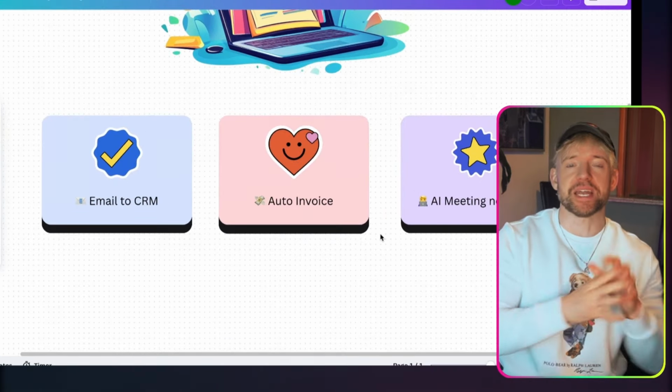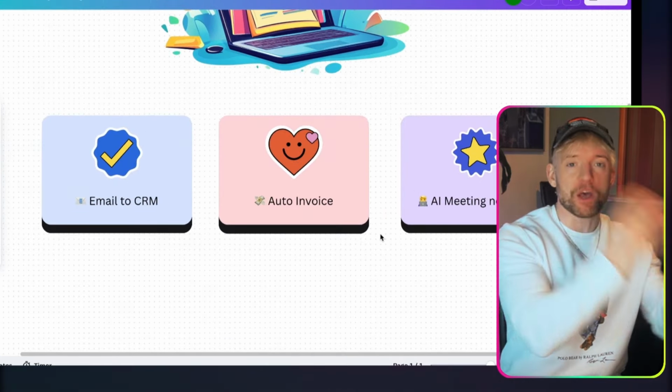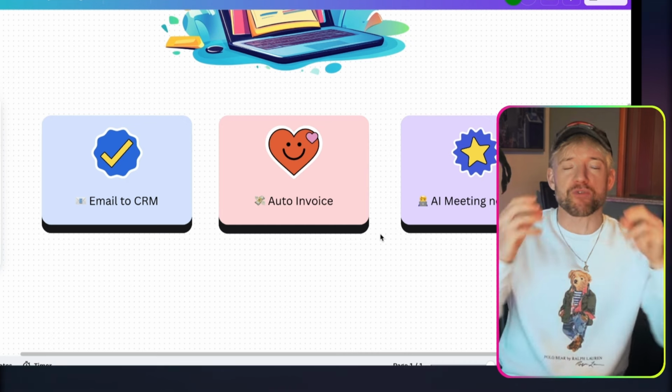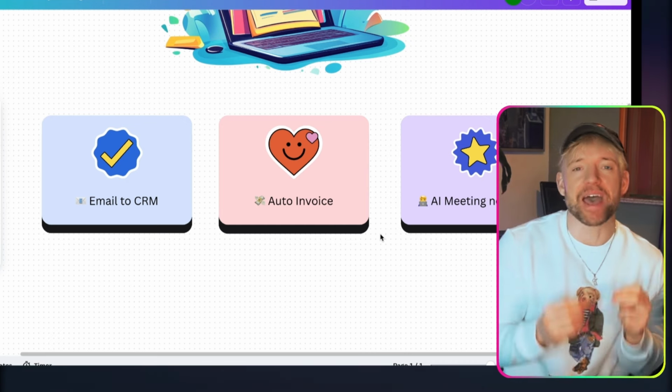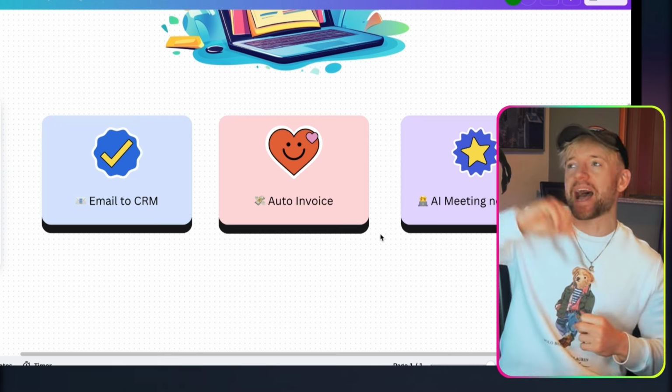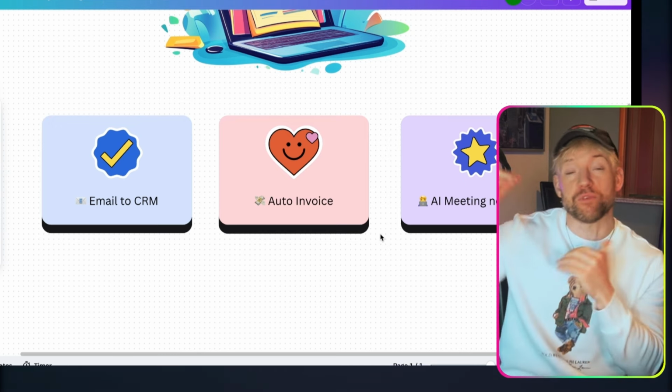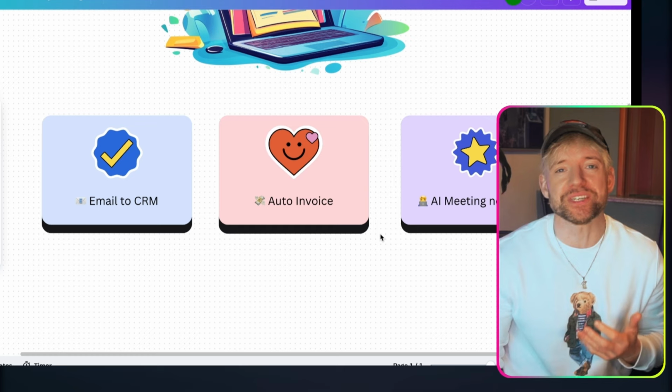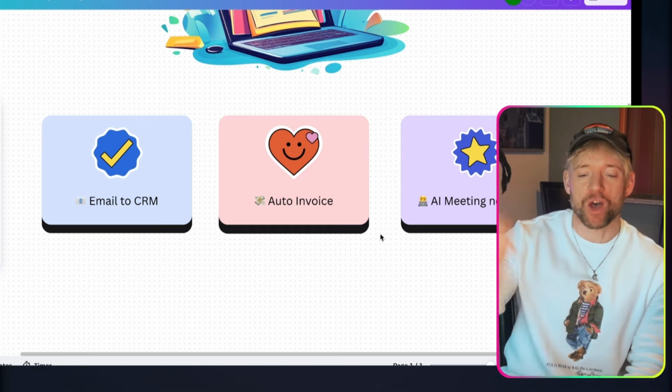So the first one is going to be an email to a CRM. We're going to set up our inbox. Anytime we get an email, we're going to create an AI agent. And that agent is going to look through the email and add to a to-do list. He's going to check the to-do list we've already created in our CRM or Google Sheets. And if it thinks we need to add another one, we're going to do that.